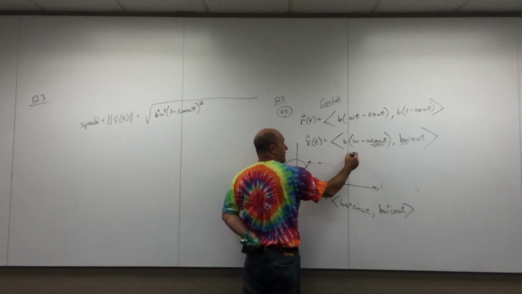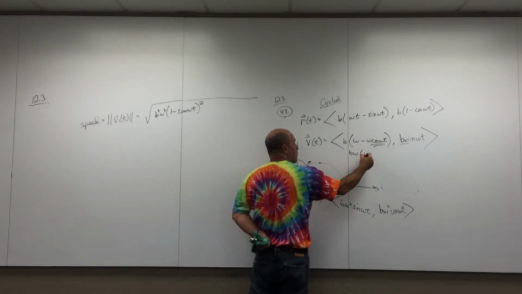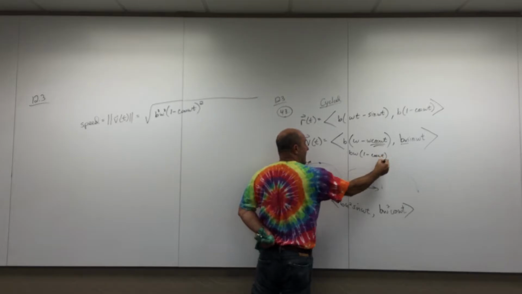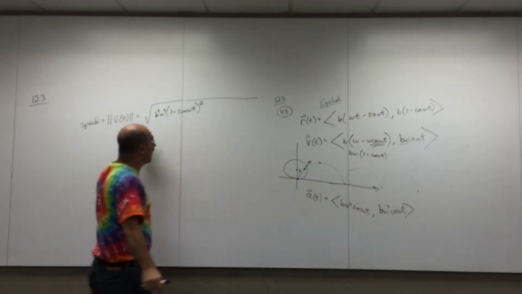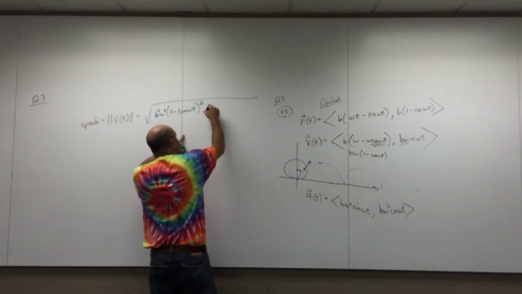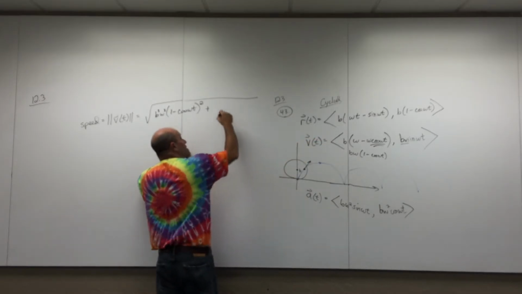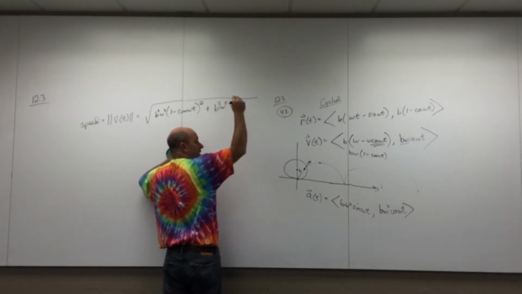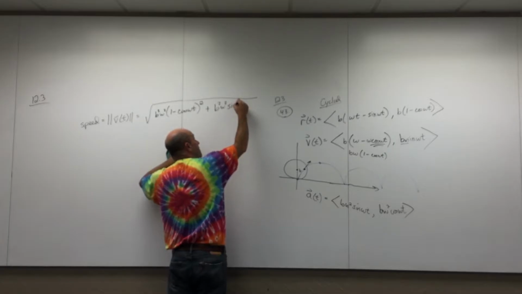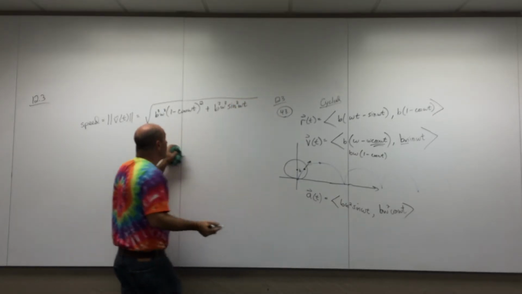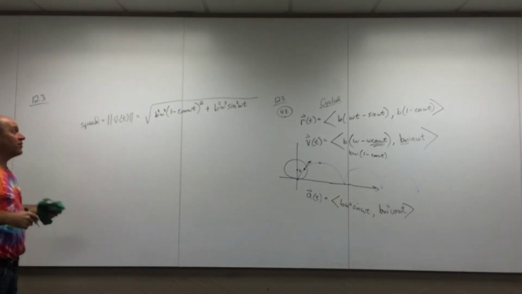I pulled the omega out and made it 1 minus cosine omega t. And then I squared it, right? I squared the whole thing. There it is. Plus that other thing squared, which is a b squared omega squared sine squared. Yeah, there it is. There's the speed in general at any time.